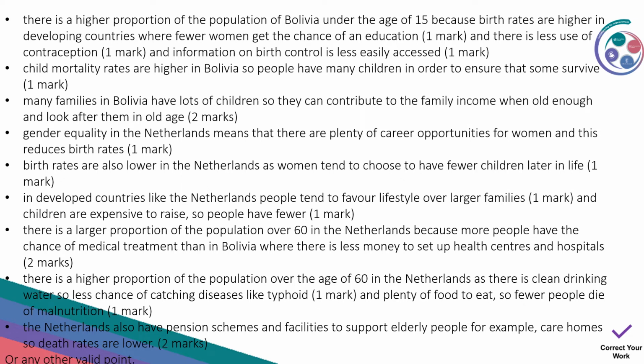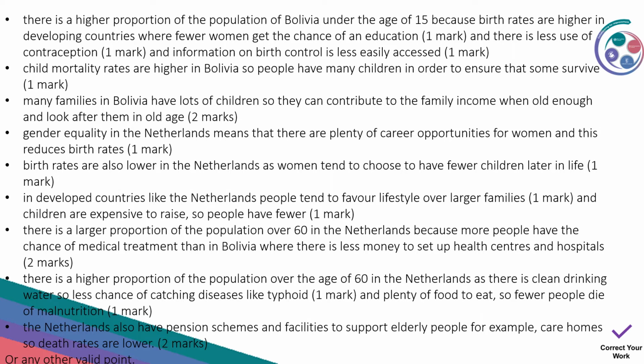So a 6-mark question, there's quite a lot of things you could see here obviously, and you can take some time to pause the video and correct your work here, or if you've not done the question, just to pause it and read over some of these in a bit more detail. And again, hopefully you can see the difference between a point and a developed point. So we've got, for example, birth rates are lower in the Netherlands because, or as, women tend to choose to have fewer children later on in life.